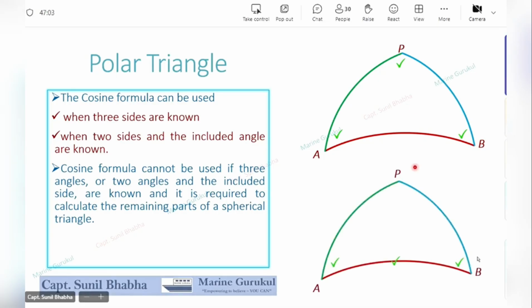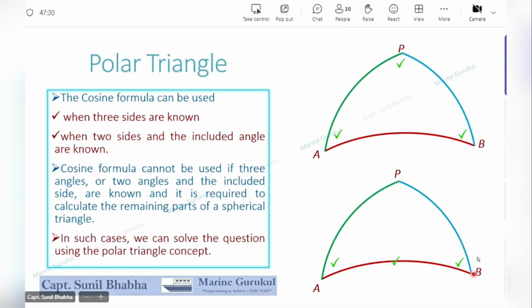Also, if we have a scenario in which we know any 2 angles and the included side of a spherical triangle, like in the bottom diagram, you see we know angle A, angle alpha, angle Bravo, and we know side alpha Bravo indicated by the green tick marks. Now in this situation also cosine formula cannot be used. Now in all these scenarios the question can be solved by using the polar triangle concept. So these are the situations where the polar triangle concept comes to our help.